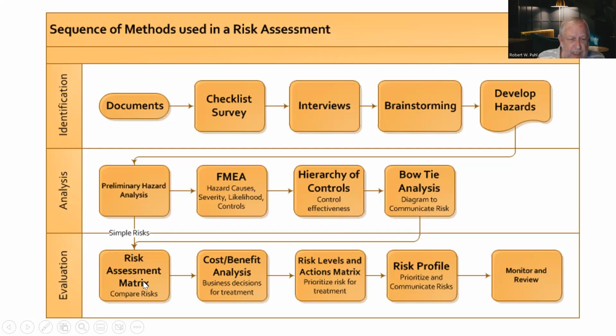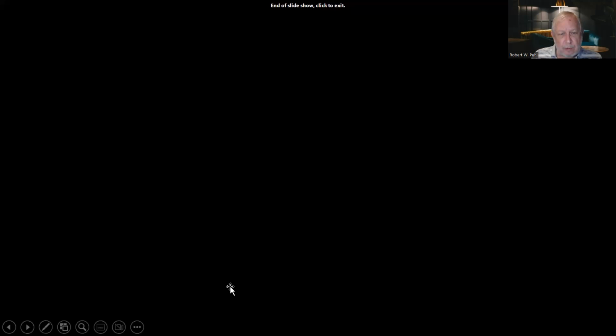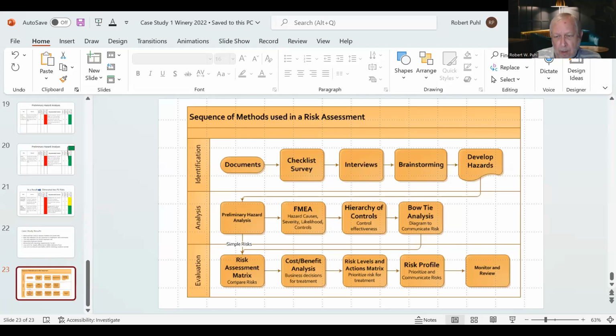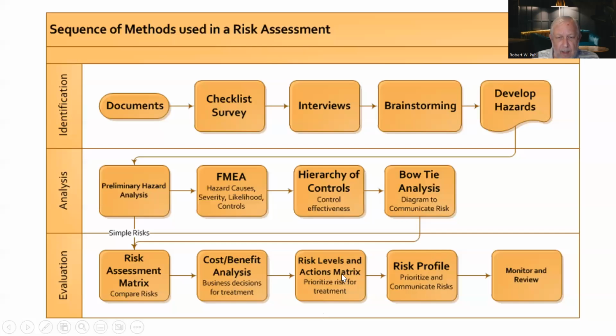Okay. Risk assessment matrix, which is basically a risk matrix. Cost benefit analysis. Whoops. Cost benefit. I'm supposed to click on that. Cost benefit analysis, risk levels, and action matrix. Okay. Risk assessment. They're just prioritizing there. And prioritize to communicate risk and monitor and review.